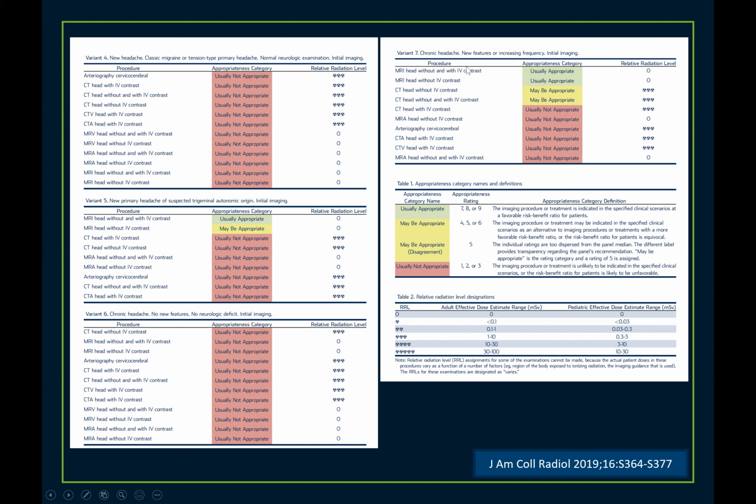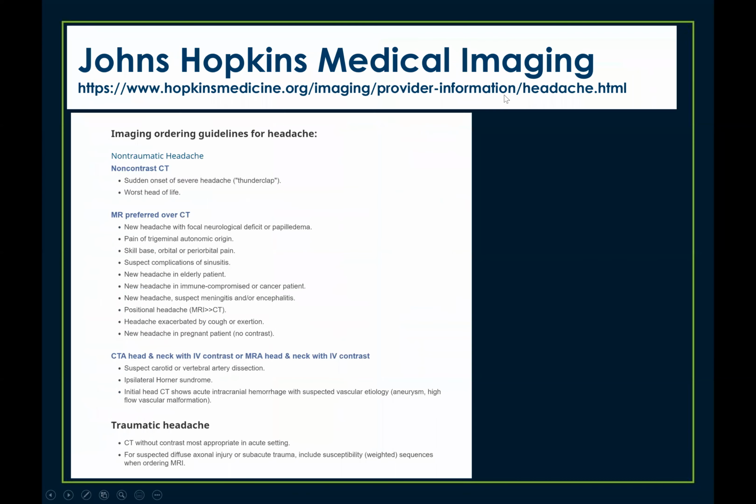However, if we have a chronic headache with new features or increasing frequency, then an MRI without contrast or MRI without and with contrast are usually appropriate. A CT without contrast and CT without and with contrast may be appropriate.